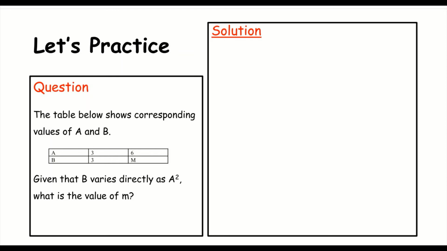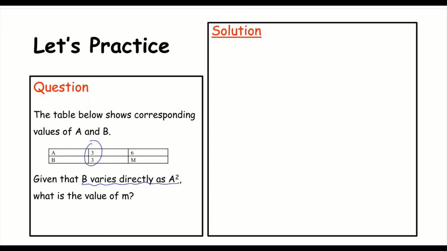Next question we have, the table shows corresponding values of A and B. So we have A is equal to 3, B is equal to 3, A is equal to 6, B is equal to M, and it says B varies directly as A squared. So I like to highlight important information. I like to look for when they give us the values of A and when they give us the value of B.